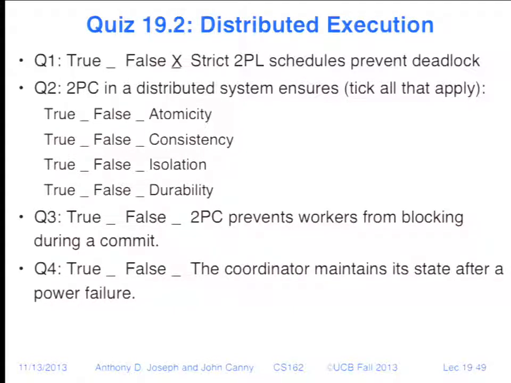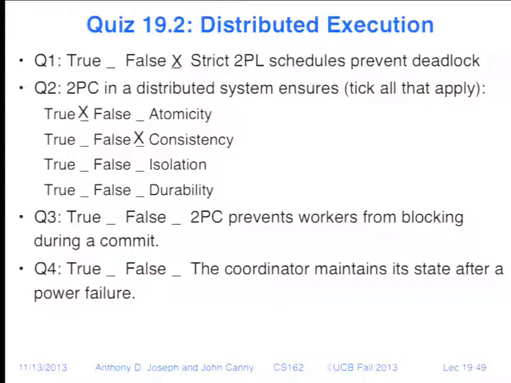Let's see, a two-phase commit in a distributed system ensures which types of ACID property? All right, who votes for atomicity? Okay, what about consistency? Isolation? Durability? All right, good. Well, the primary one is atomicity, because of the propagation of consistent state at the end of the transaction. That's the primary role. So consistency is sort of an indirect effect of atomicity.